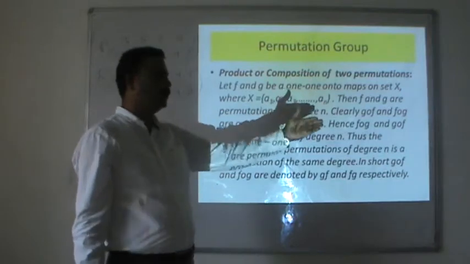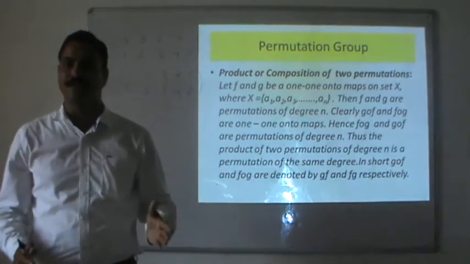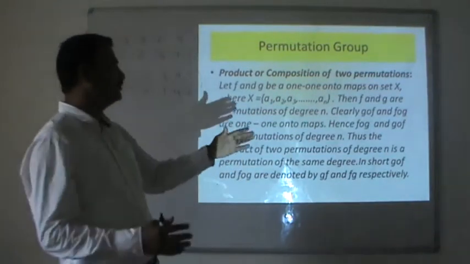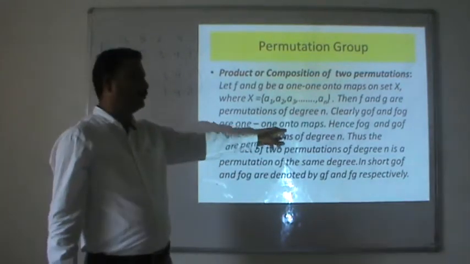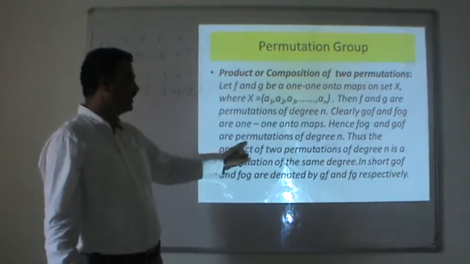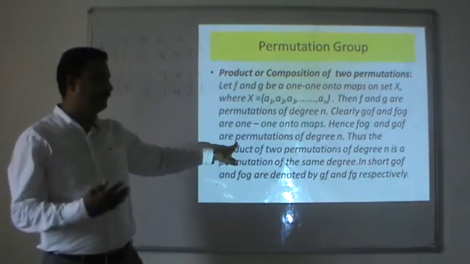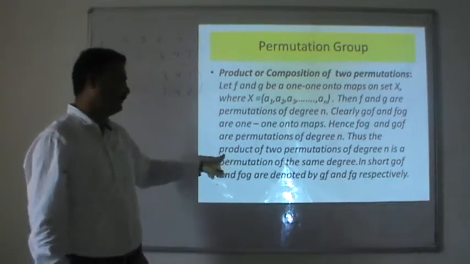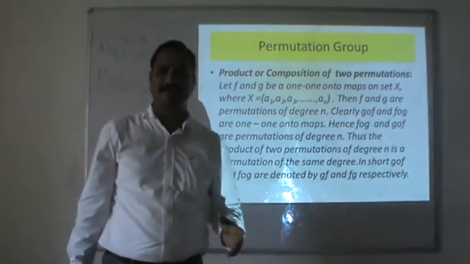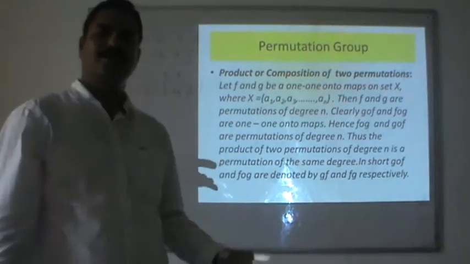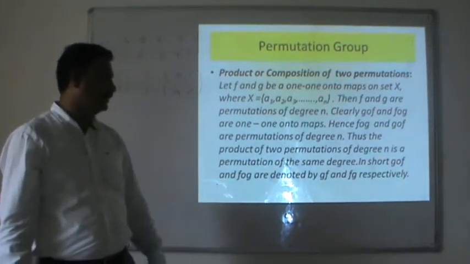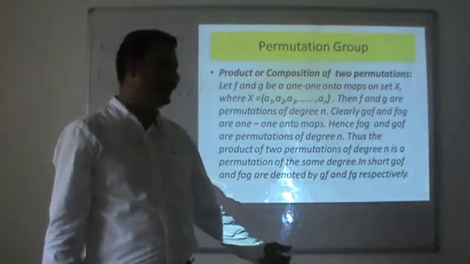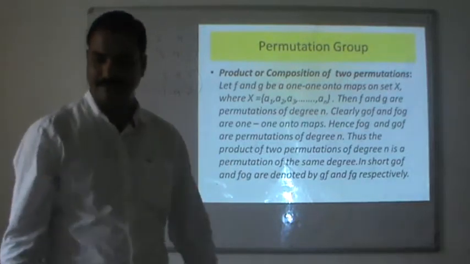And clearly G of F, which is the product of two permutations G and F, and F of G, which is again a product of F and G, are 1-1 onto maps. So hence F of G and G of F are permutations of the same degree n. Thus the product of two permutations of degree n will be again another permutation of the same degree n. And in short, G of F and F of G are denoted by GF and FG respectively.